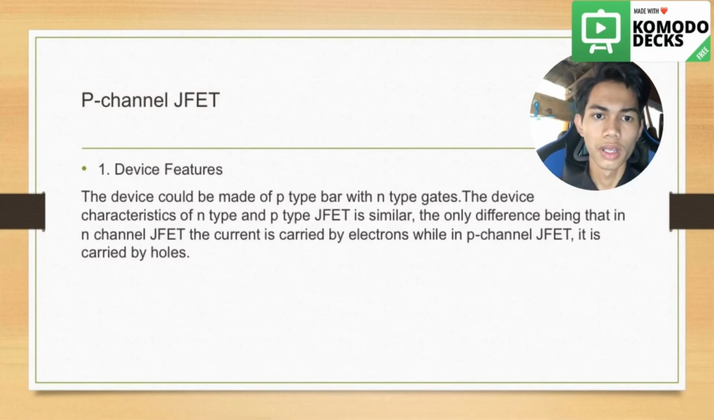P-channel JFET device features. The device could be made of a P-type bar with an N-type gate. The device characteristics of the P-type JFET are similar to the N-type, the only difference being that in the N-channel JFET the current is carried by electrons, while in the P-channel JFET it is carried by holes.